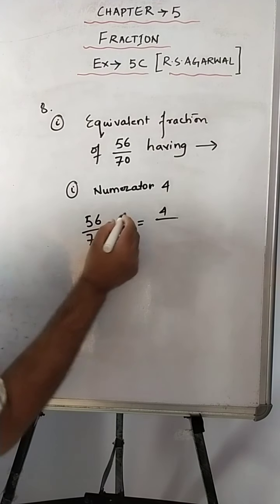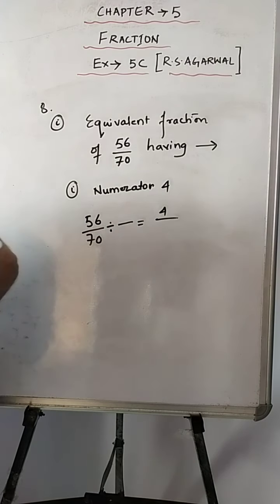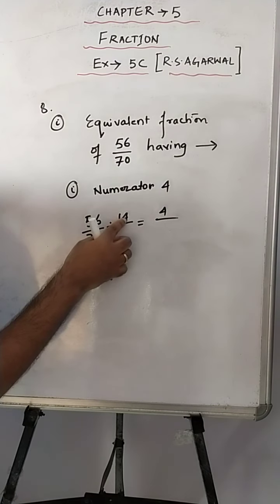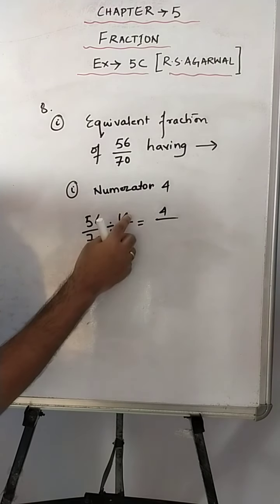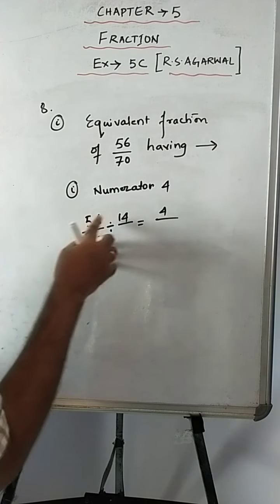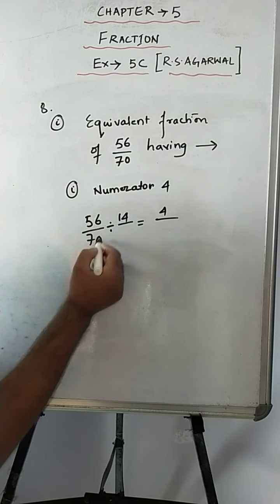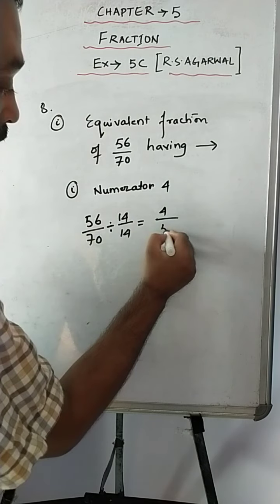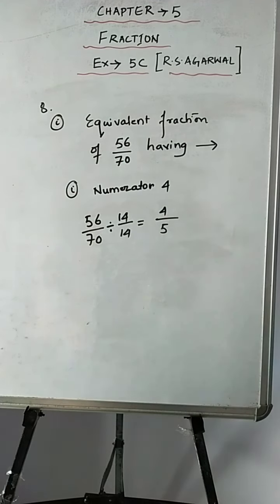Now what is the required number that 56 has to be divided by to make the answer 4? The required number is 14. 56 divided by 14 will give you 4, or you can see it this way also: 14 into 4 is 56. When you divide by 14 here, you have to do the same thing with the denominator also. So 70 divided by 14 is 5. So this is your required equivalent fraction of 56 by 70.